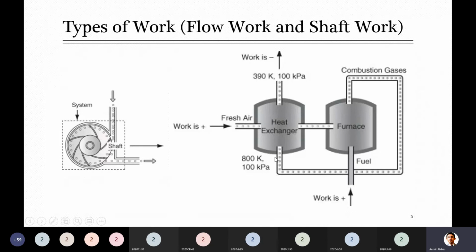So overall in this assembly here we didn't see any moving part, anything like a pump or compressor. So all the work being done is due to the fluid's high pressure. So that's called flow work.